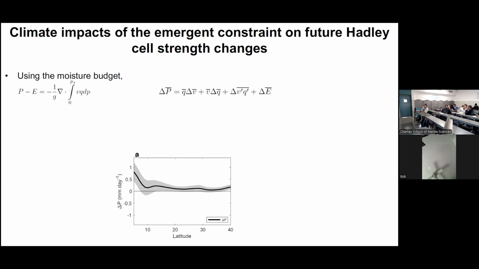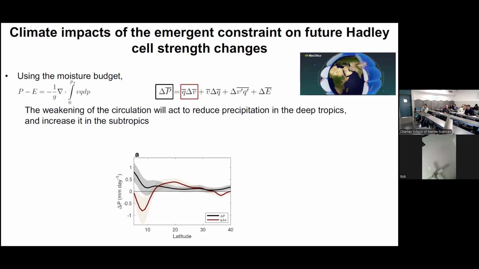So this equation tells us that the future changes, here denoted by delta, in precipitation should be balanced by future changes in this moisture flux convergence. And you can decompose this into what the circulation, this V here, is doing, that will be the q delta V term, or what just increasing specific humidity in the atmosphere does, or for example, evaporation. So let's add the contribution of what we are after, which is the circulation part. That will be the red line here.